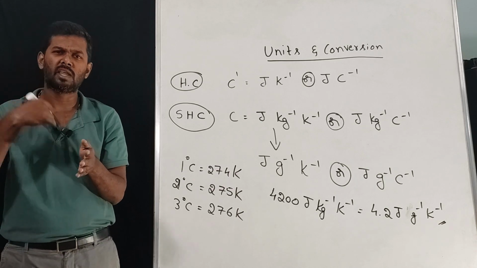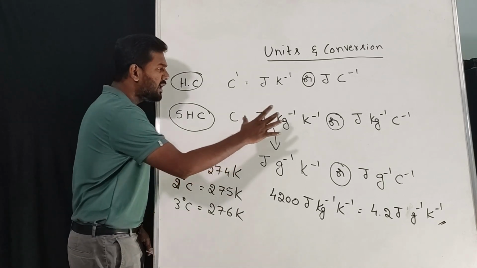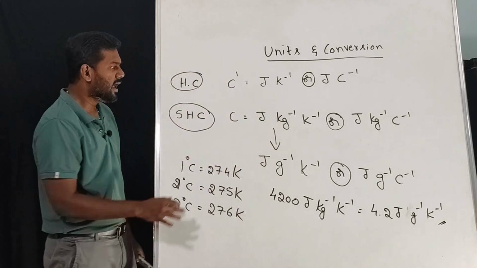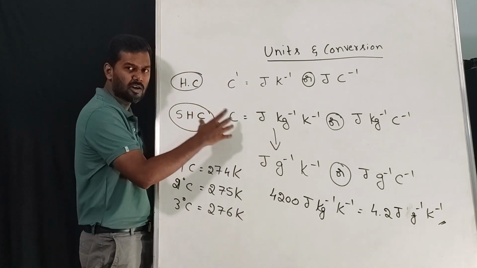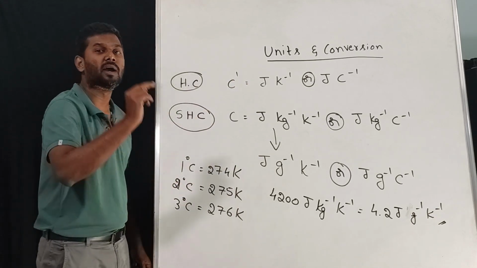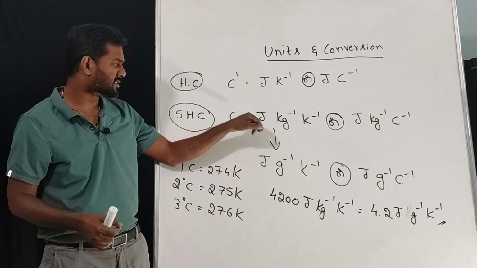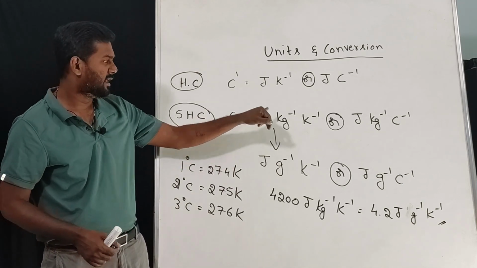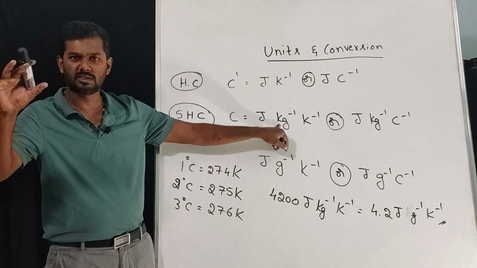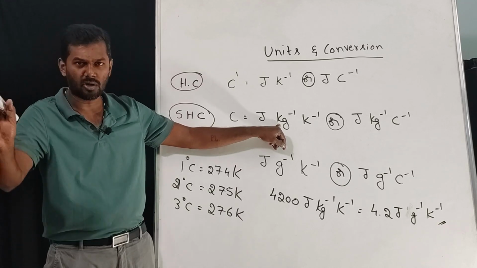But students will keep on getting confused over that. Very simple, listen, that is completely based on the specific heat capacity value. If the specific heat capacity value in the question is given in terms of kg, mass should be converted into kg. You got my point? If the specific heat capacity value is given in terms of kg, you should convert whatever mass is given into kg. If it is given in kg, there is no need to convert.